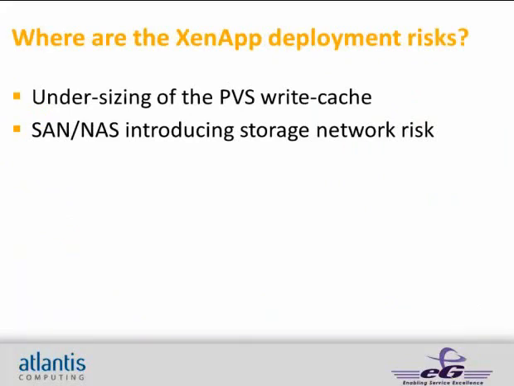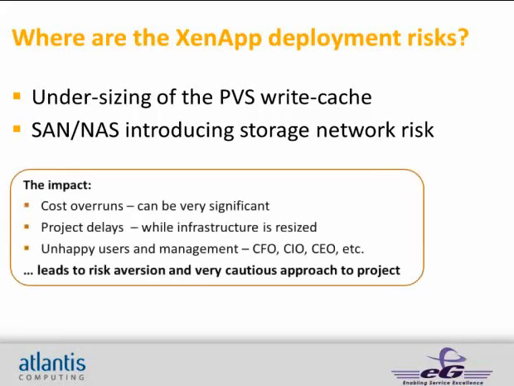So this is how you can essentially hurt yourself when you're virtualizing XenApp. You can undersize the PVS write cache, or you can use SAN or NAS in some non-optimal ways and introduce a tremendous amount of storage and networking risk as a result of that. And the impact really is three things. Number one, you're going to have to go back to your finance people and ask for more infrastructure. The cost overruns when you're virtualizing can be pretty significant. Obviously, most of these challenges you will discover late in the cycle, and so there will be delays in your project while your infrastructure is resized.